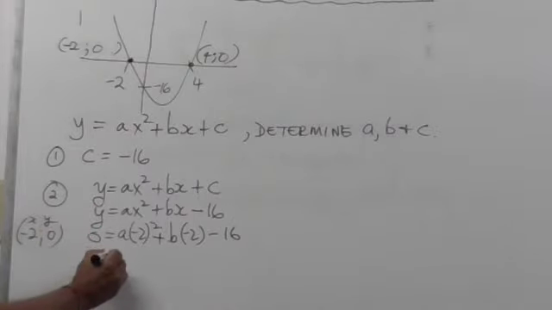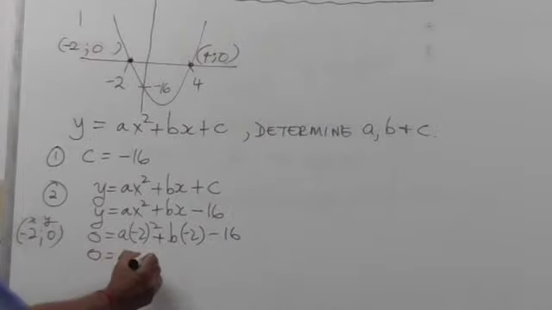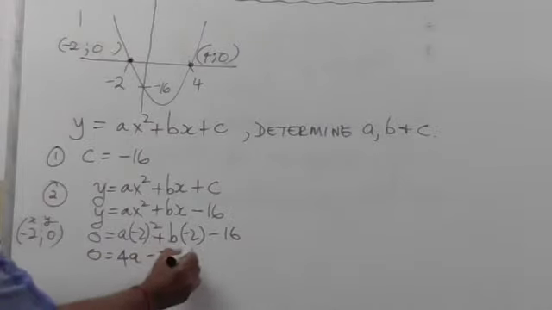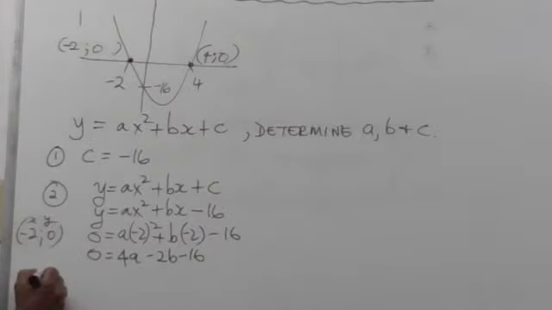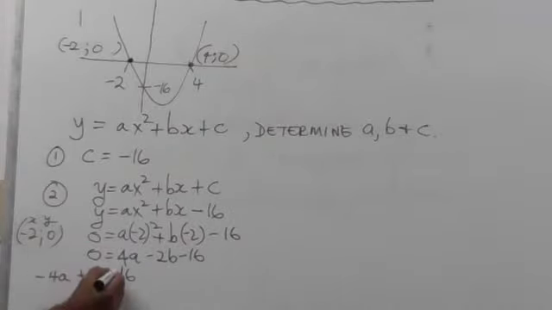Simplify this and you get 0 is equal to 4a minus 2b minus 16. If I bring that onto this side, I will get minus 4a plus 2b is equal to 16. So I've got an equation now with a and b, right? And on this side it is negative 16. That came here, minus 4a plus 2b. That remains the same.